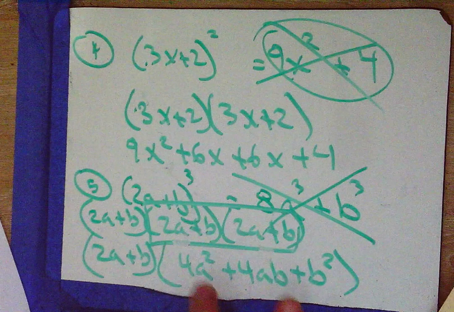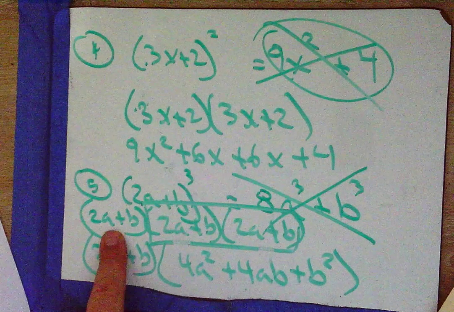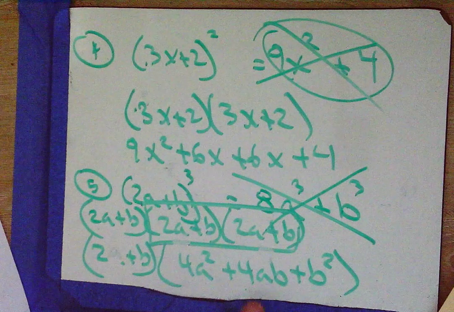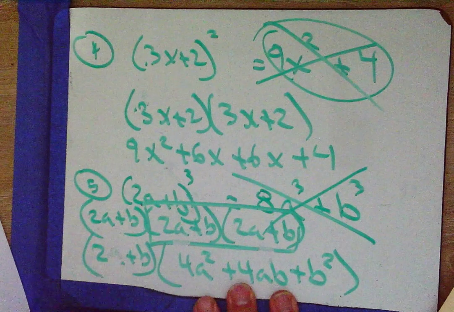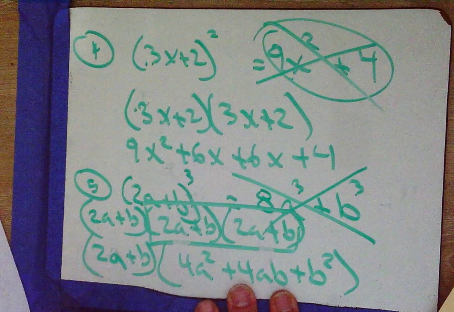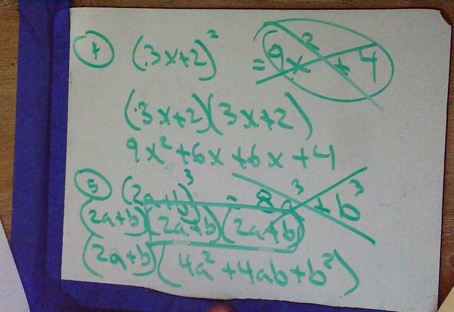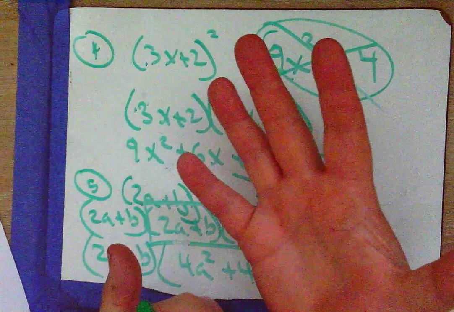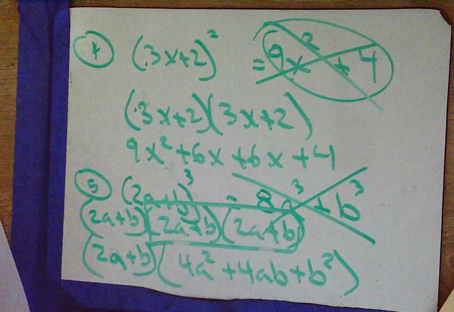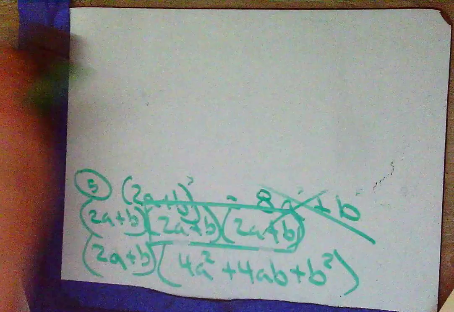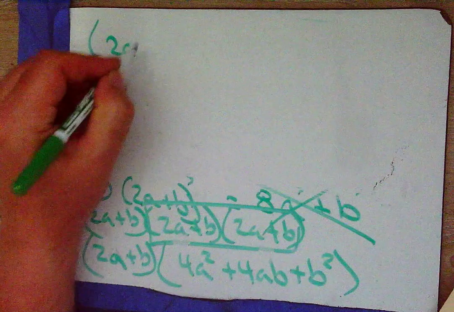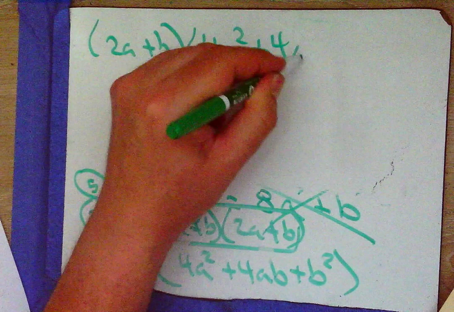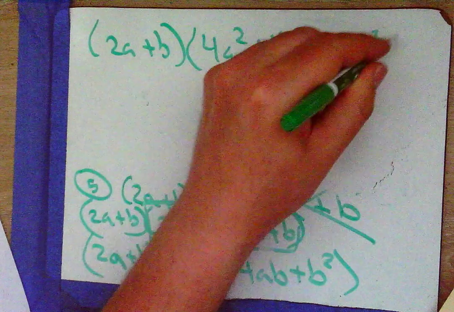Even though I FOILed these two together to get this, I still have one more that I need to multiply through. And I see 2 terms here and 3 terms here, and that tells me that when I finish multiplying these times these, I should have 6 terms before I combine like terms. So let's see if we can get that. Okay, so we've got this last step to do, 2a plus b times 4a squared plus 4ab plus b squared.